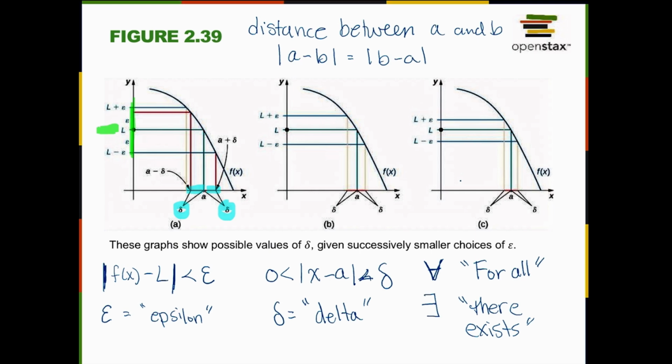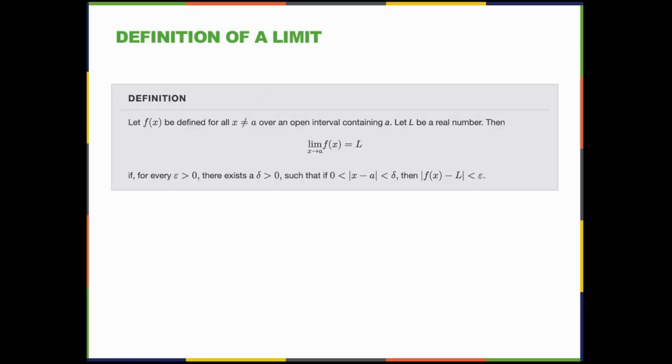So if we can keep the x values close enough to a, then the function values will automatically stay close as we approach the limit. So that's the big idea behind the precise definition of a limit. We're going to start looking at the definition and working it through piece by piece, and then we'll work through an example. So here's the official definition.